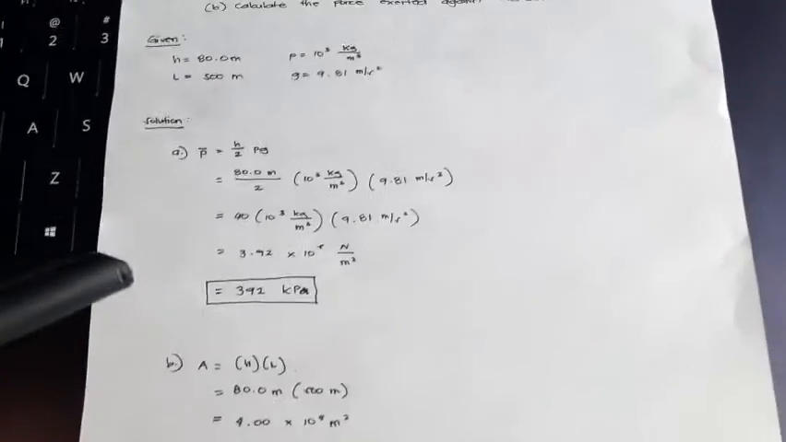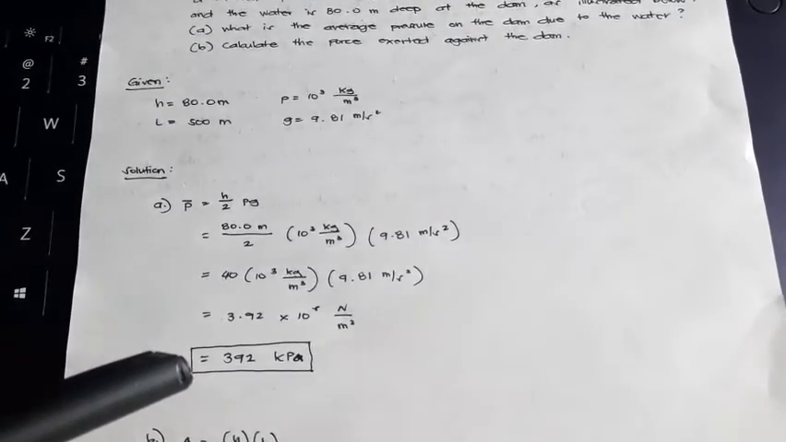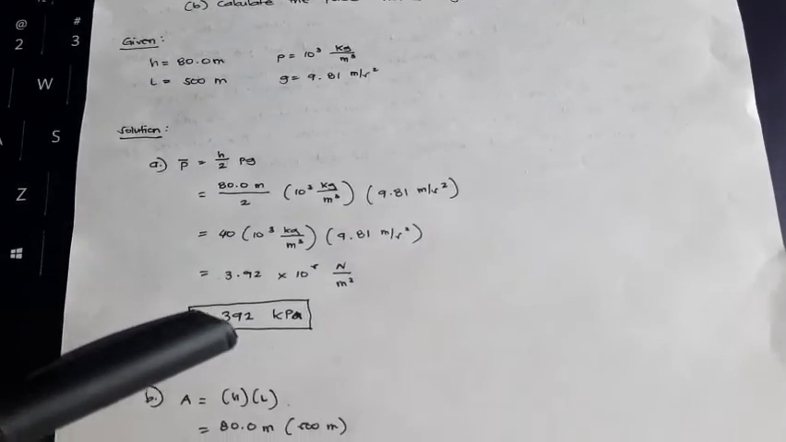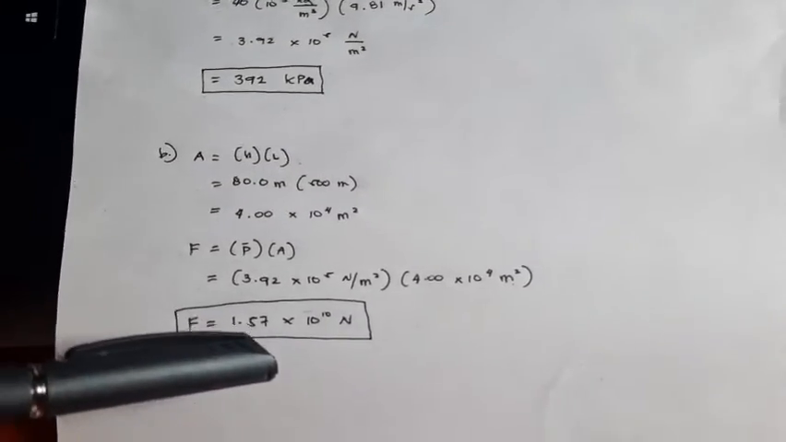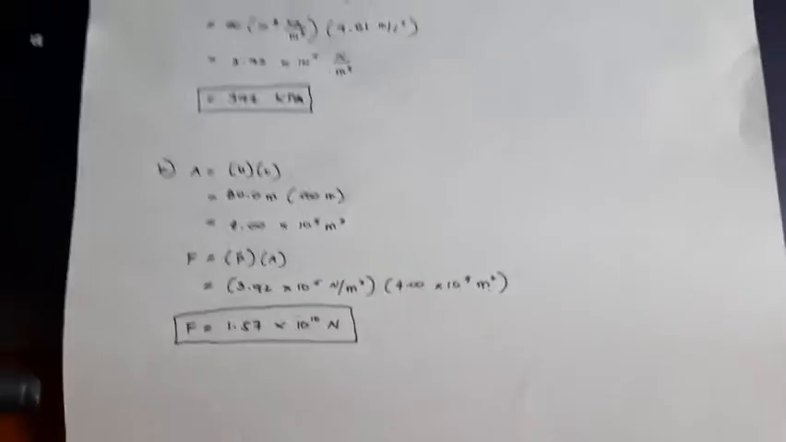So therefore, the average pressure is 392 kilopascal, and the force exerted against the dam is equal to 1.57 times 10 raised to the 10th power Newton.